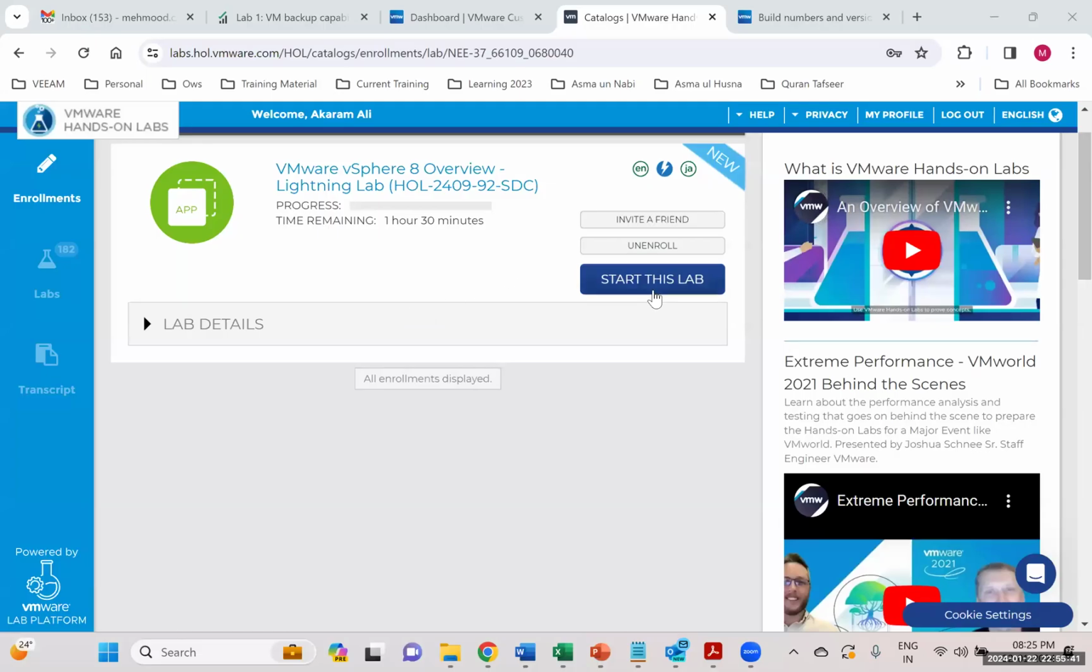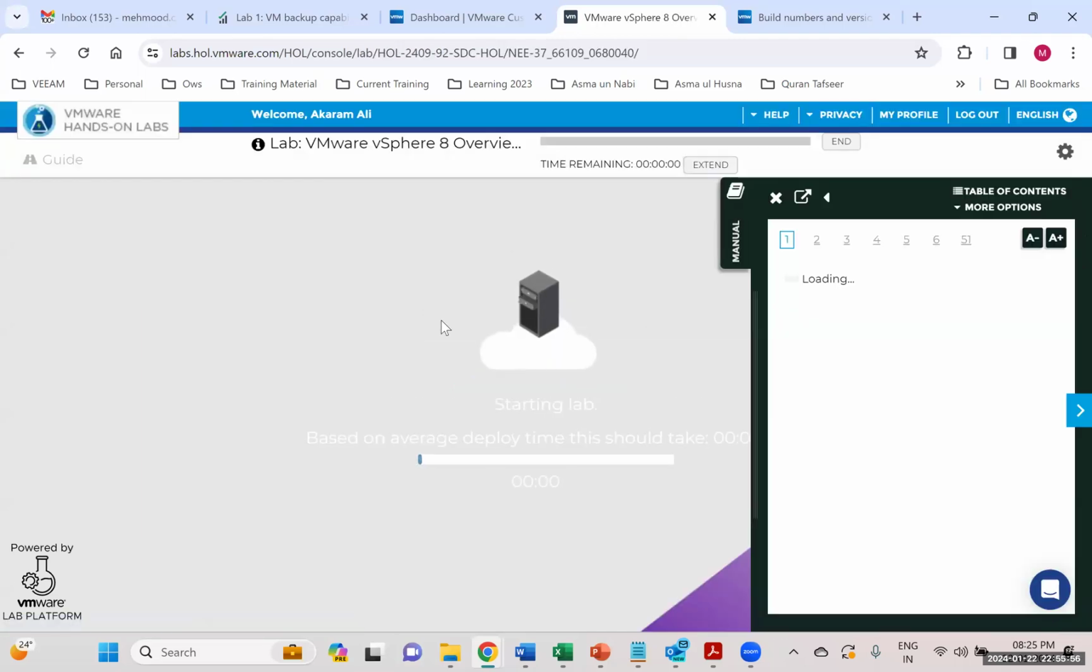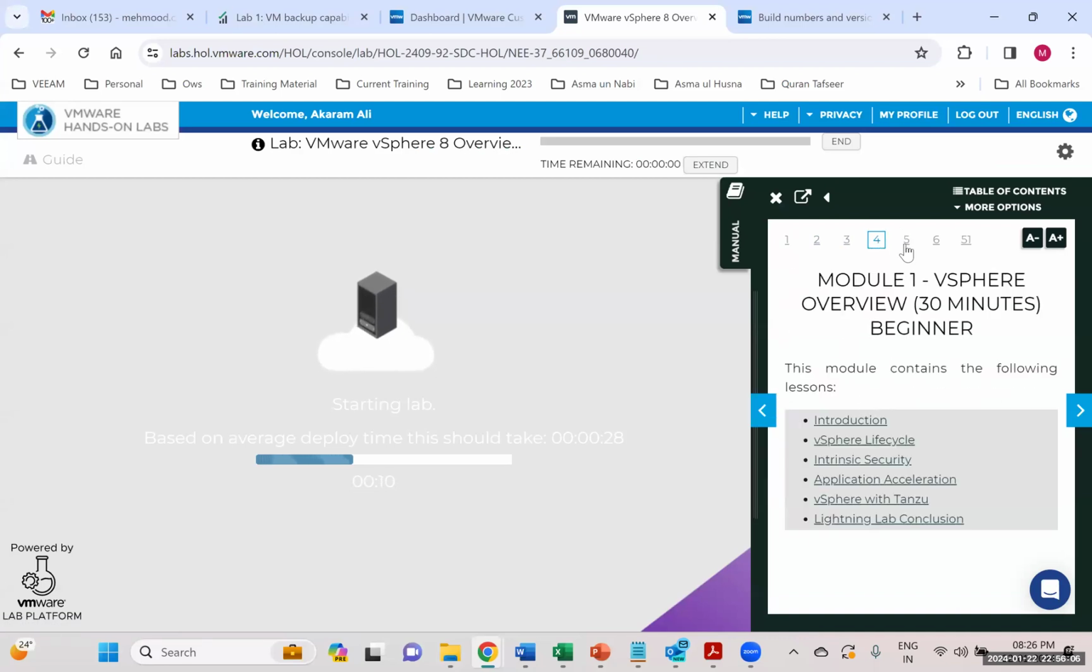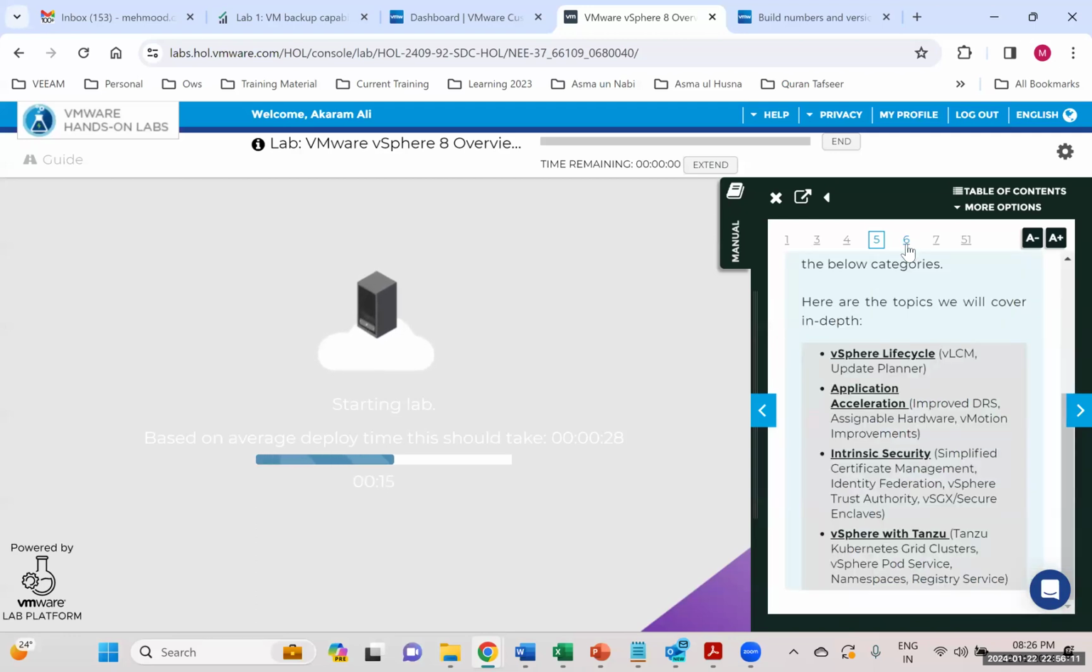So after you're logged in, right? All you have to do is click on Start this lab. Just start the lab. And then it just gives you guidance. You don't have to look at all that. I think you should start from a certain page number. I'll tell you the page number.